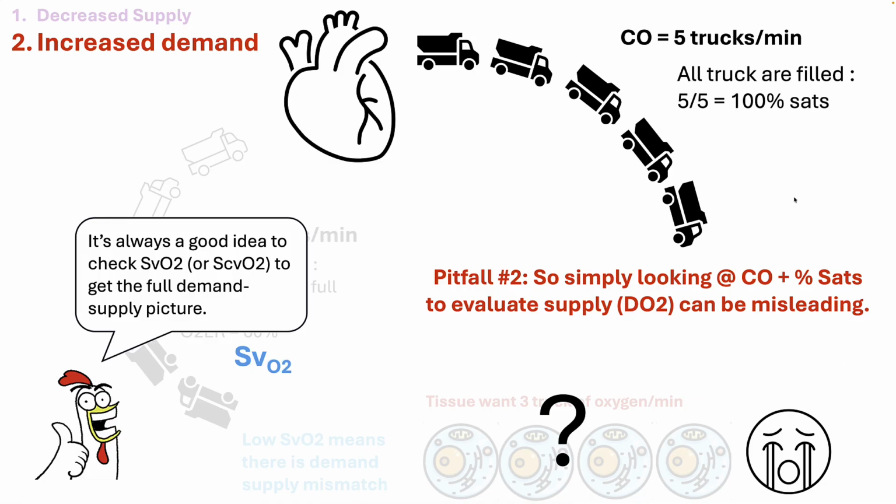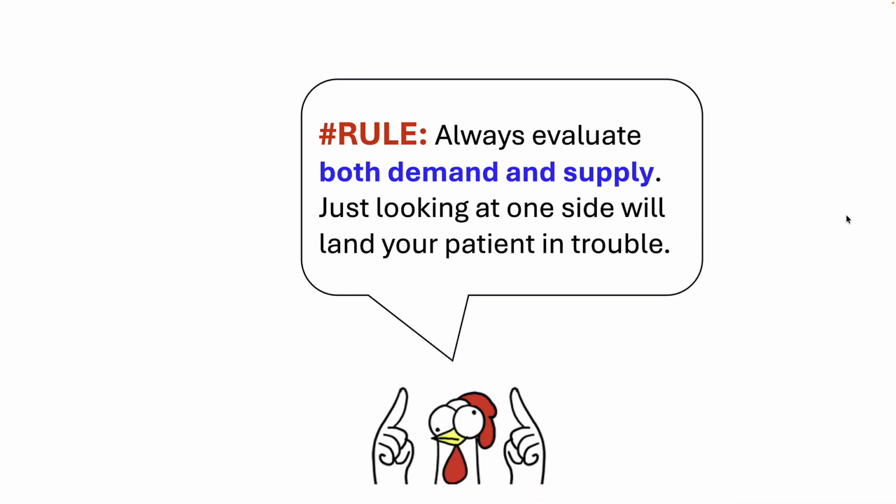This is one of the reasons why you will see elevated lactate in a patient with normal cardiac output or index in a cardiac ICU. You're most likely not meeting the oxygen demanded by the tissues. So this is the teaching point of this whole lecture. You always have to look at both demand and supply. Just looking at one side will land your patient in trouble. And the best way to look at this mismatch is your return venous oxygen, called SvO₂.